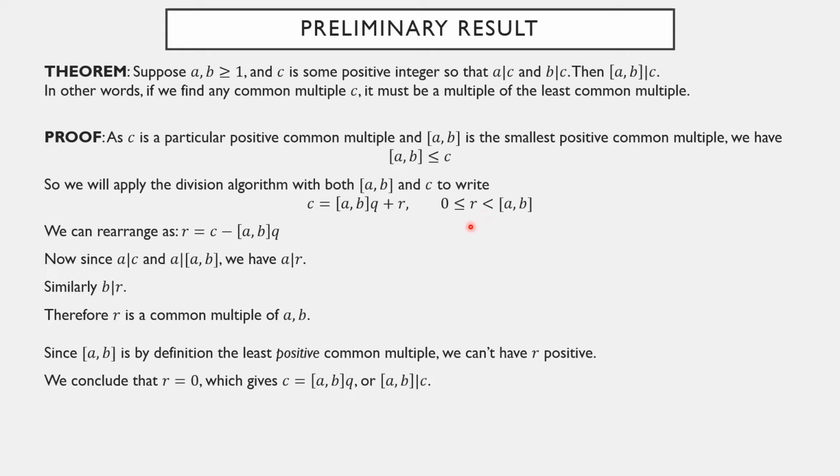Well, if R can't be positive, it must be 0. And if I look up here, if R is 0, then C must be exactly a multiple of the LCM. And that's what we were trying to show. So any common multiple of A and B will be a multiple of the LCM.